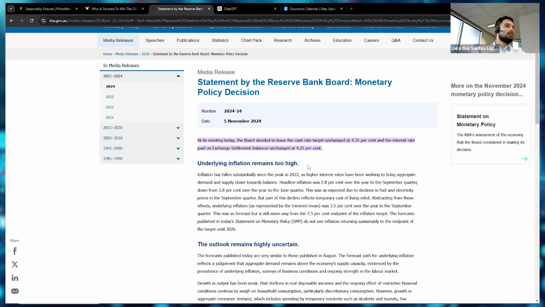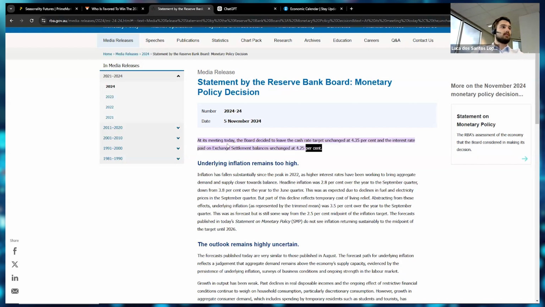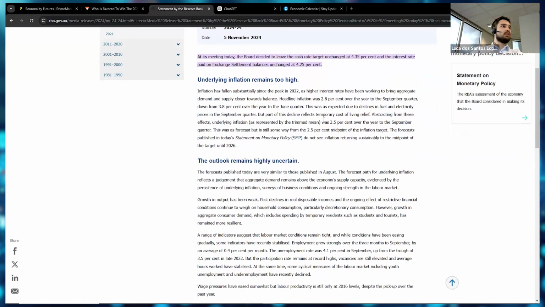First thing, underlying inflation remains too high. Of course, at its meeting today, the board decided to leave the cash rate target at 4.35% and interest rates paid on exchange settlement balances unchanged at 4.25%. So that's no news for everyone. I think everyone knows that already. But what actually matters is that underlying inflation remains too high.